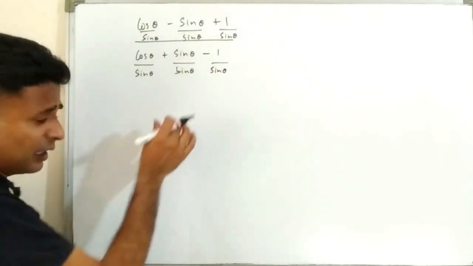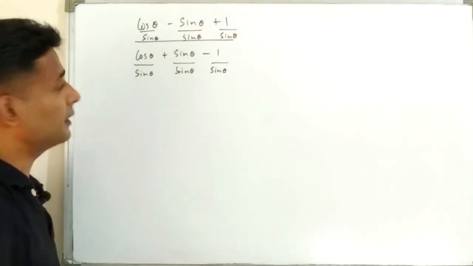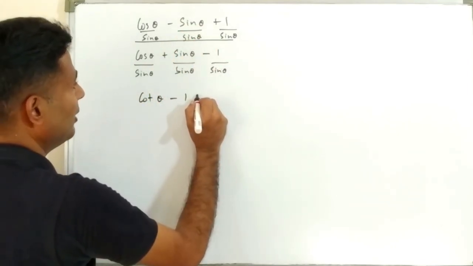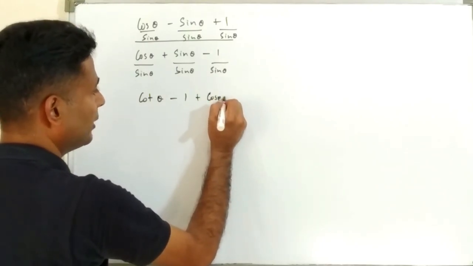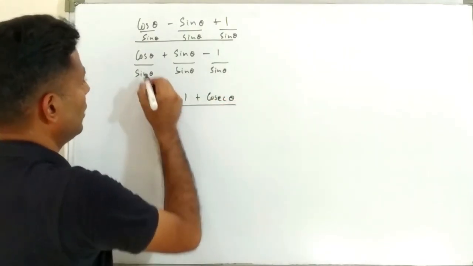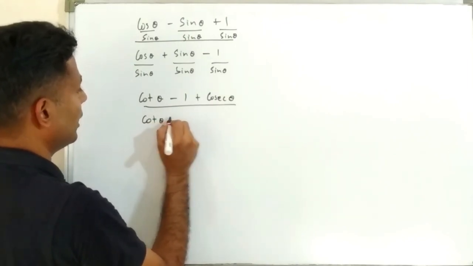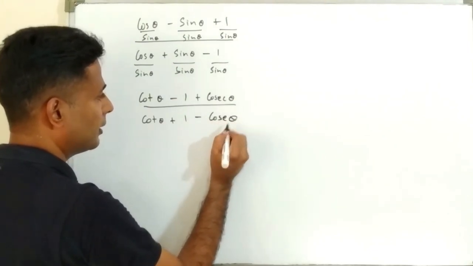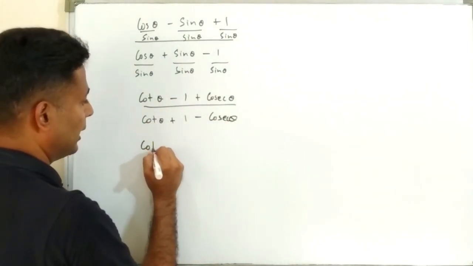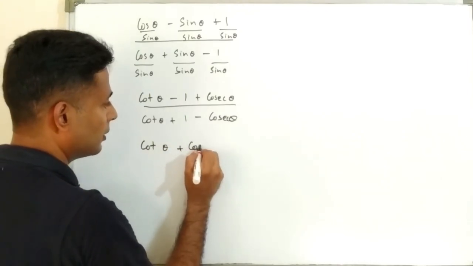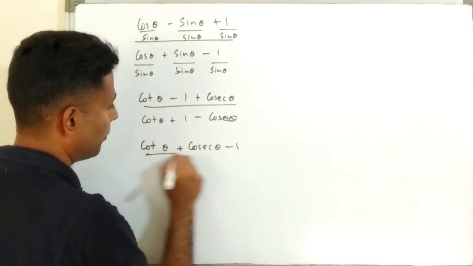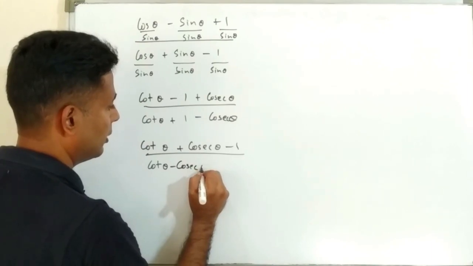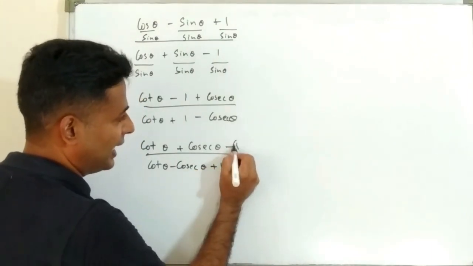Actually, I have divided up and down by sin theta and split the denominators. Now cos theta by sin theta is cot theta, minus sin theta by sin theta is 1, plus 1 by sin theta is cosec theta, because it is reciprocal of sin. So again here, cos by sin is cot theta plus 1, sin theta by sin theta is 1 minus cosec theta, right? Now again I'll rearrange this as cot theta plus cosec theta minus 1 by cot theta minus cosec theta plus 1. Now I will manipulate this one.